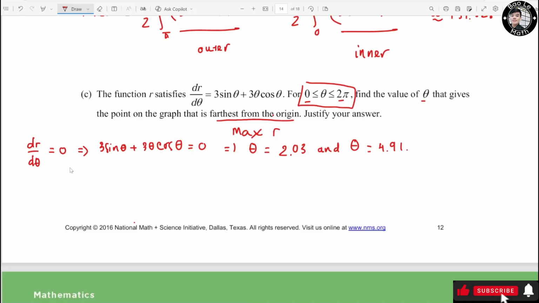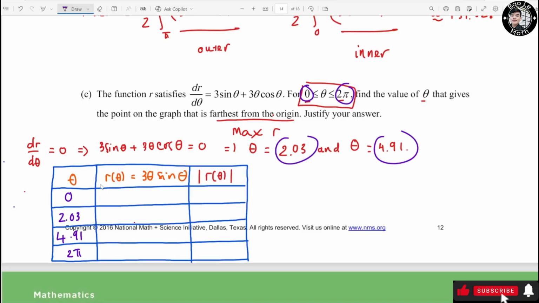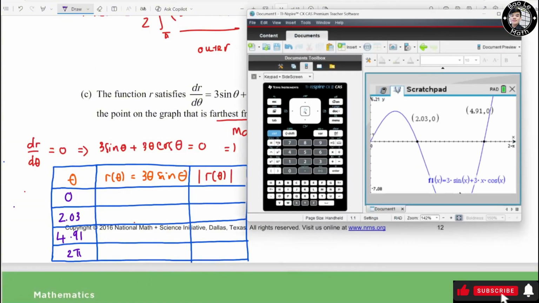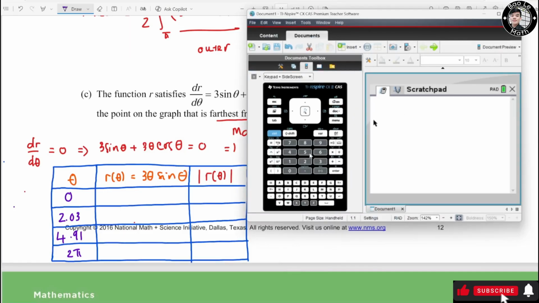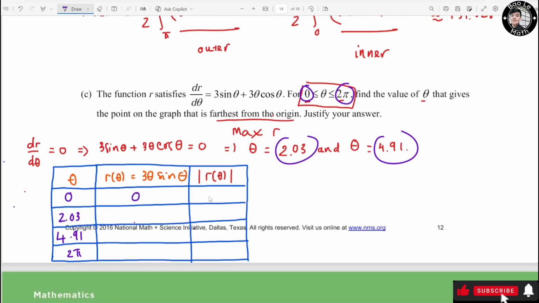Now we need to create a table. We need to evaluate r of theta. So bring up the calculator, go to the home screen, hit calculate. Now we need to store the function of theta. Press control, put it right here, press enter. Now we have r of 0. Escape 0. Absolute value of 0, escape 0. Remember, when we talk about the radius, it must be positive, so we need to take the absolute value of this.